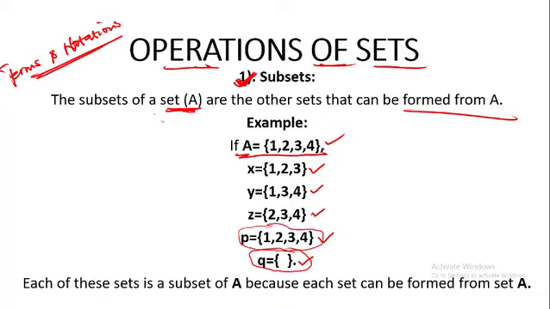Okay, so every set is a subset of itself. Note that every set is a subset of itself. I want you to note that. So that's why we have A equal to 1, 2, 3, 4, and here we have P also equal to 1, 2, 3, 4. Now I want you to also note that the empty set is a subset of every set. Once you are asked to find a subset of a given set, immediately you write the original set, also write the null set, which is the empty set.